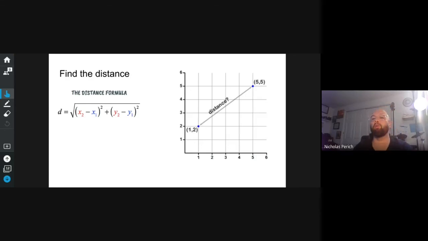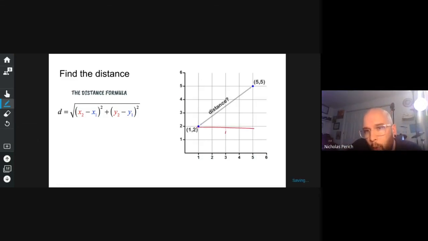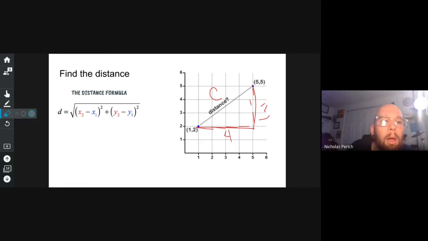Distance formula. Gross. Probably in Algebra 1, you were told that you could do a problem like this using the Pythagorean theorem, which you could. You could find out that this is 4. How did I do that? 1, 2, 3, 4. And then this is 1, 2, 3. And you can call that C. And 4 squared plus 3 squared equals C squared. But you know what? Boring, boring, boring.